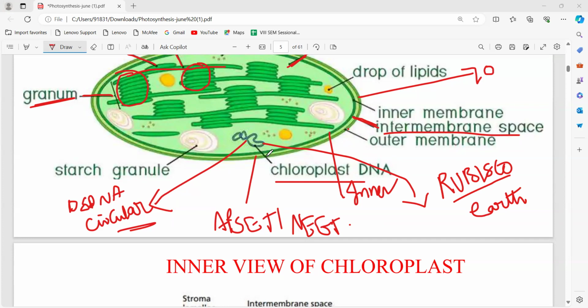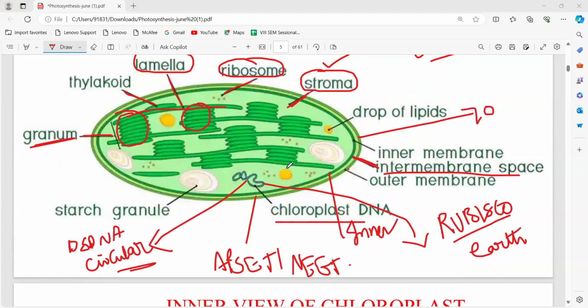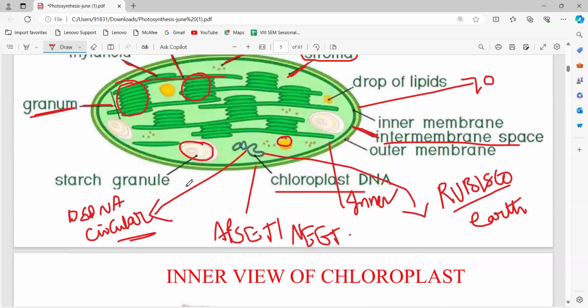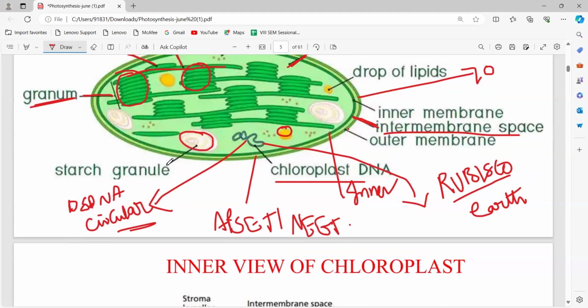Now, friends, what else does the chloroplast contain? Chloroplast also contains various lipid droplets. Chloroplast also contains starch granules. But what is the point that I want you to remember? If you observe the starch granules, friends, they are very small. Very, very small they are.